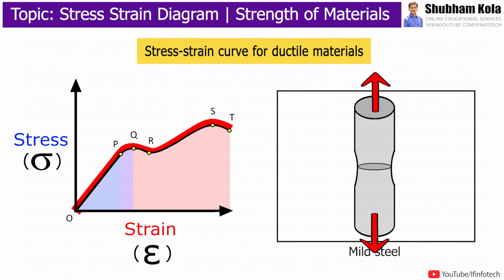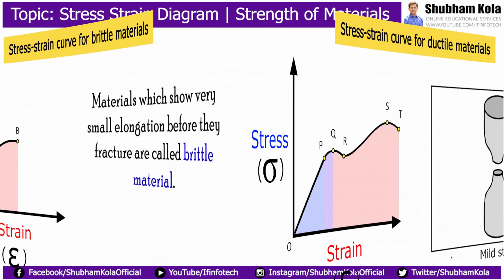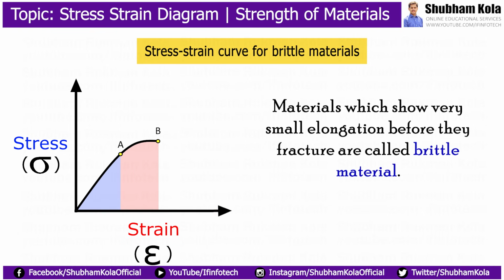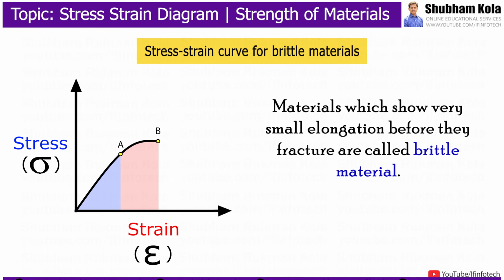If the bar is strained further, a local reduction in cross-section area occurs in gauge length, that is formation of neck. At this neck, the stress increases with decrease in area at constant load till failure takes place, and point T is called rupture point. The materials which show very small elongation before they fracture are called brittle materials. The shape of curve for high carbon steel is shown in figure.